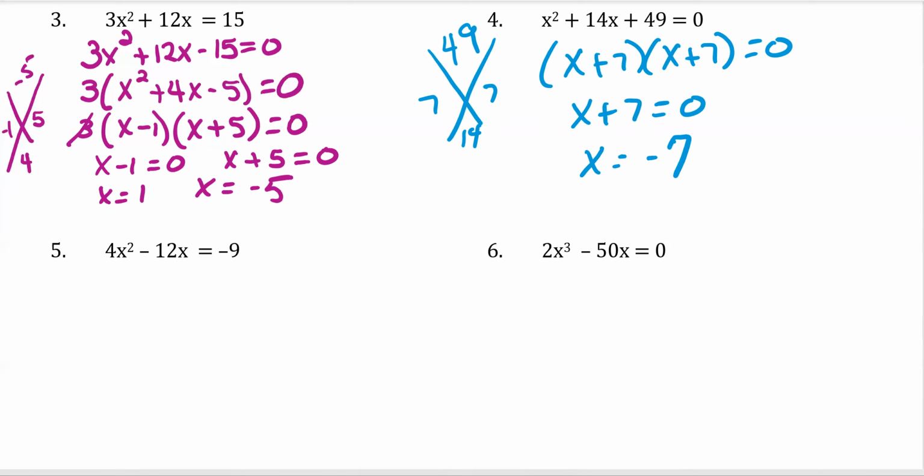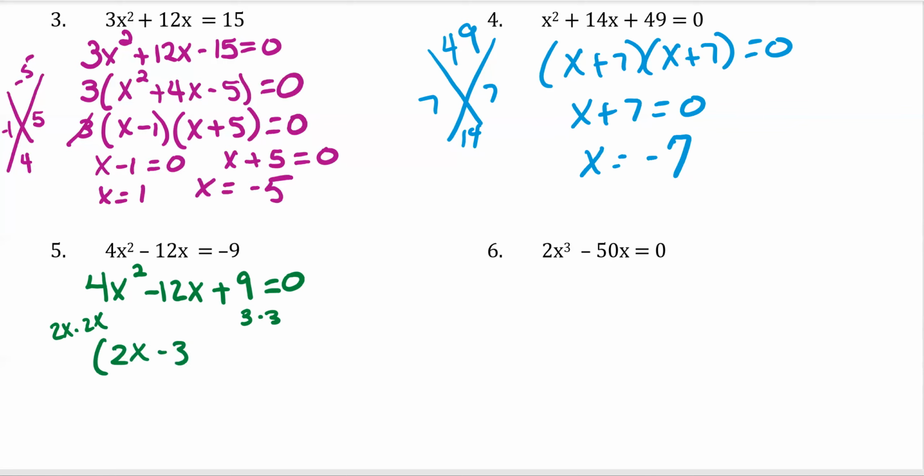Number 5, we need to set it equal to 0. So add 9 to both sides. We might notice that the first term is a perfect square, 2x times 2x. The last term is a perfect square, 3 times 3. 2 times 2x times 3 is 12x. So we know from the pattern that this is going to factor into 2x minus 3 times 2x minus 3.